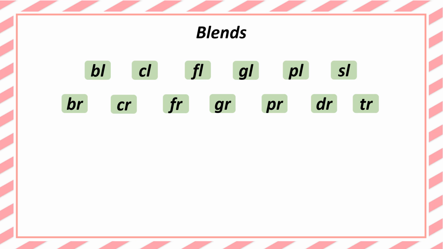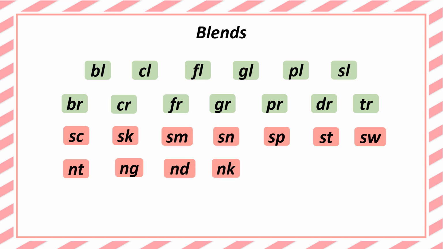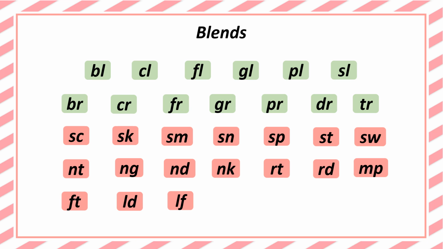Now let's check out some blends which can either be beginning or ending. Sk, sm, sn, sp, st, sw. Nt, ng, nd, nk, rt, rd, mp, ft, ld, lf, lp, lk, lt.